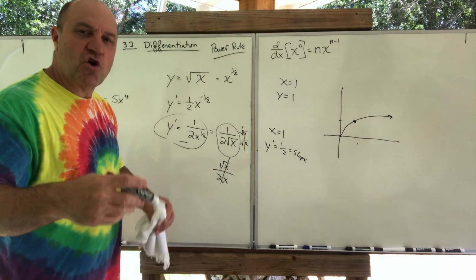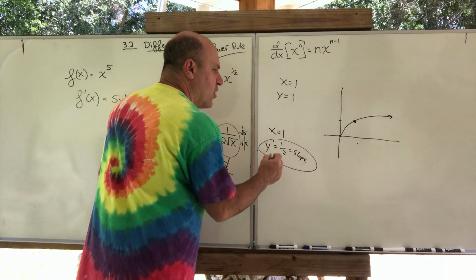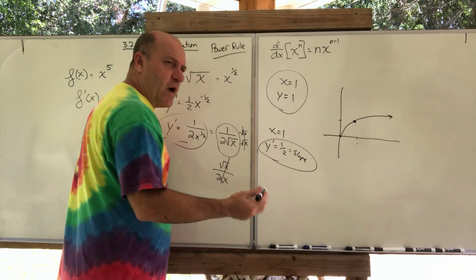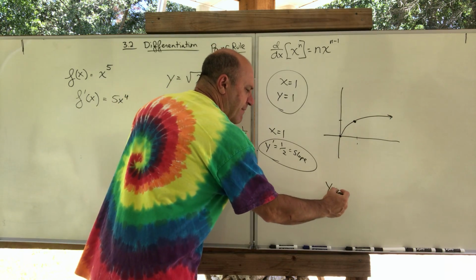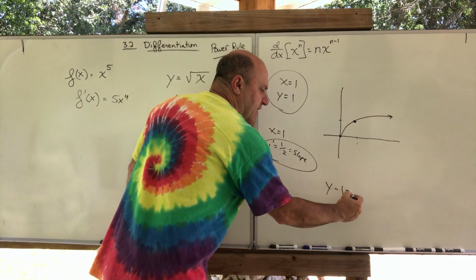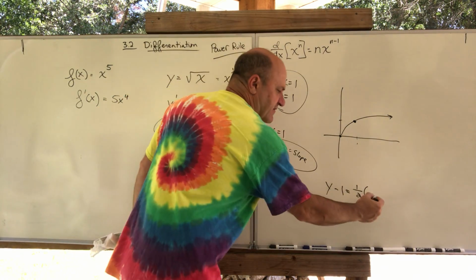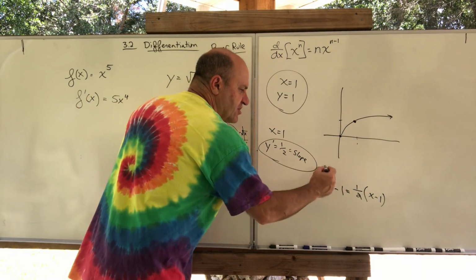Maybe I also want the equation of the tangent line. So here we go. If I have a slope and a point, I use the point slope formula, and I get the equation of the tangent line. That's a typical question. So that would be y minus the y value 1 equals the slope 1/2 times x minus the x value 1. That's my point slope formula. This is the equation of the tangent line.